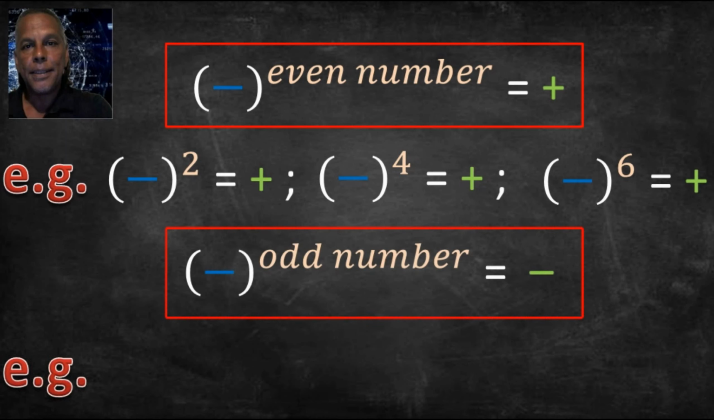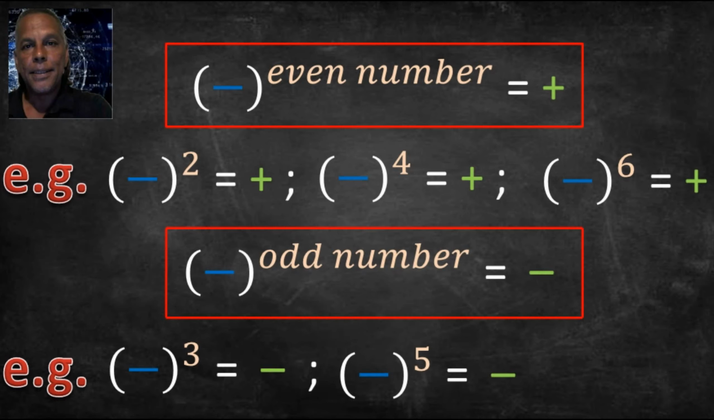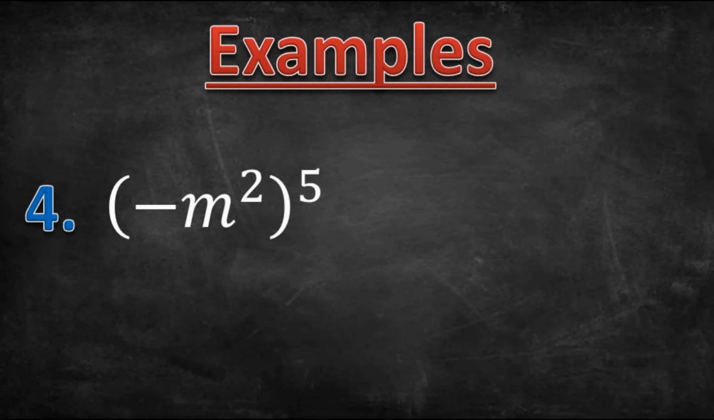For example, a negative raised to the power 3 is negative, and so is a negative raised to the power 5. So we have negative m squared in brackets all to the 5. Now, the 5 applies to everything inside the brackets, including the minus. So let's first deal with the minus. Minus m squared is actually minus 1m squared. Of course, we don't write the 1. So applying the power outside the brackets to the minus 1, we know that it's an odd numbered power. So minus 1 to the 5 we know will give us a minus 1.